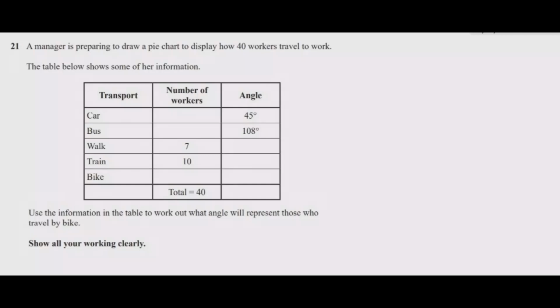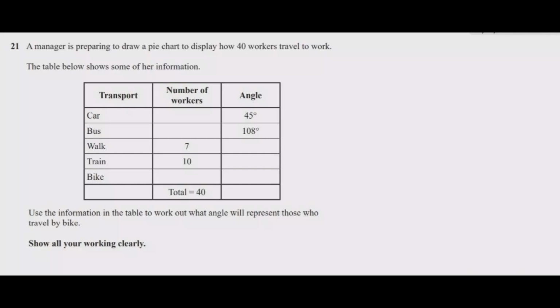Question 21 is as follows. A manager is preparing to draw a pie chart to display how 40 workers travel to work. The table below shows some of her information. So we have got transport, number of workers, angle.